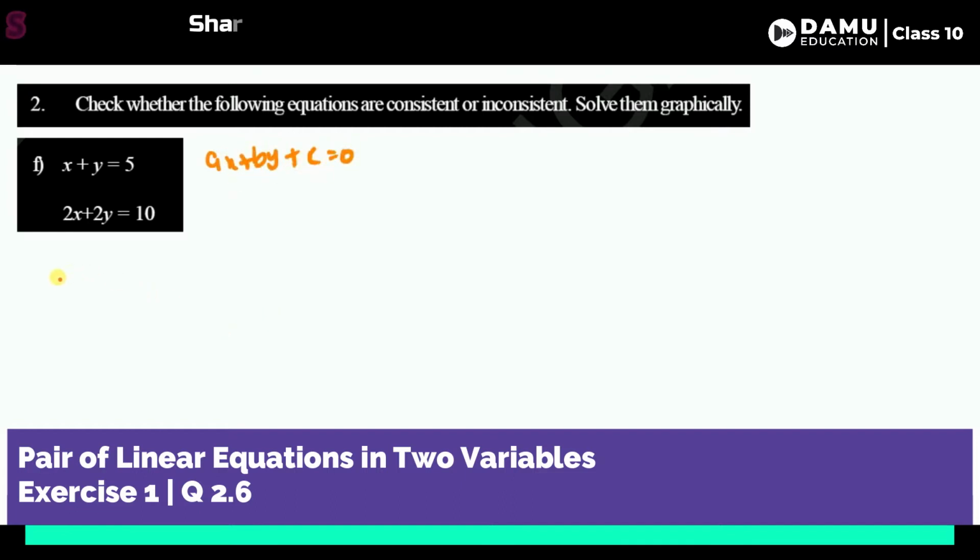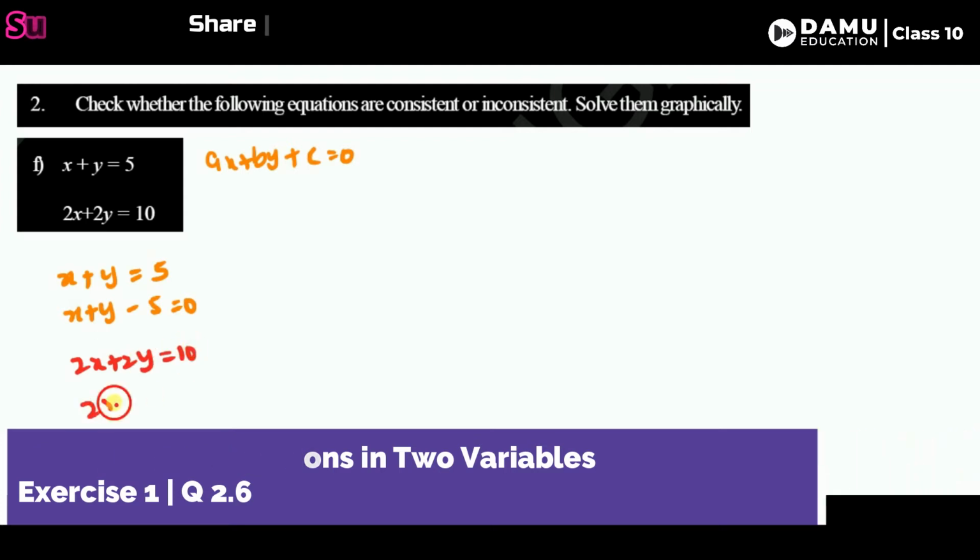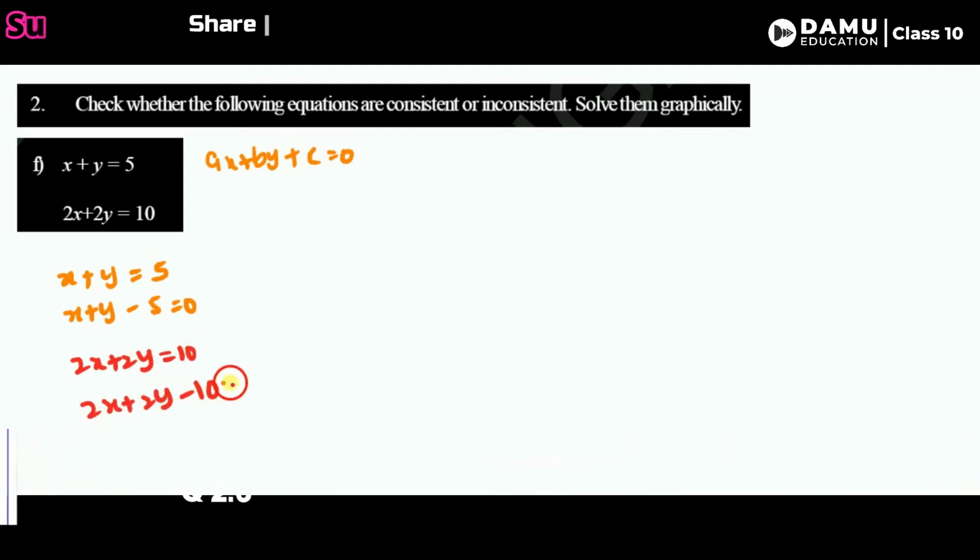So here our first question, x plus y will be equal to 5. Then x plus y minus 5 will be equal to 0. So this is our first one. Let's take the second one. So what is our second one? 2x plus 2y will be equal to 10. Then 2x plus 2y minus 10 will be equal to 0. So we will get this one as it is.